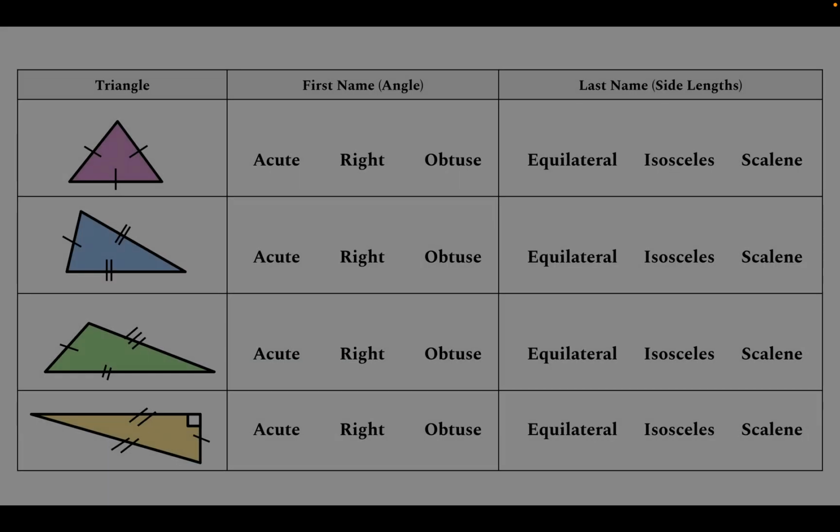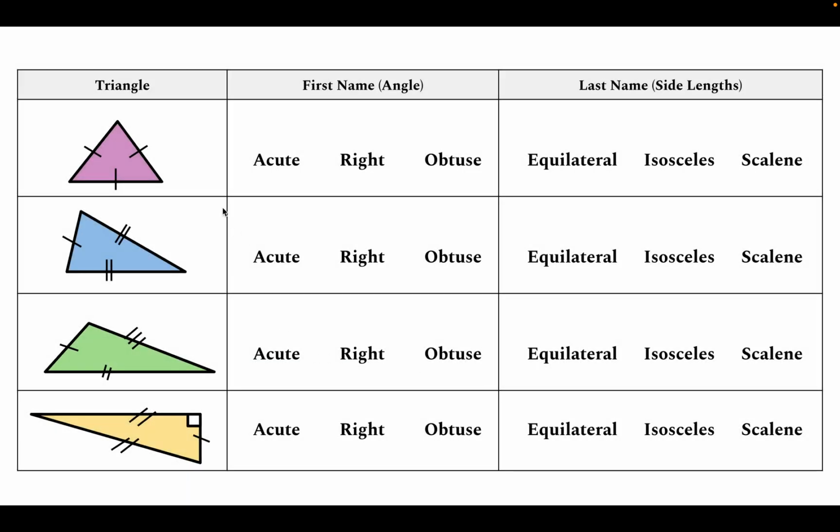So let's try this. Let's take a look at the first triangle here. I want to call it by its first name, its angle, and its last name. All of these angles look to be less than 90 degrees. So would that be acute, right, or obtuse? Very good, it'd be an acute triangle. But what is its last name? I can look at these tick marks, and these tick marks are all the same, which means they're all equal. So when talking about this first triangle, we would say it is an acute equilateral triangle.